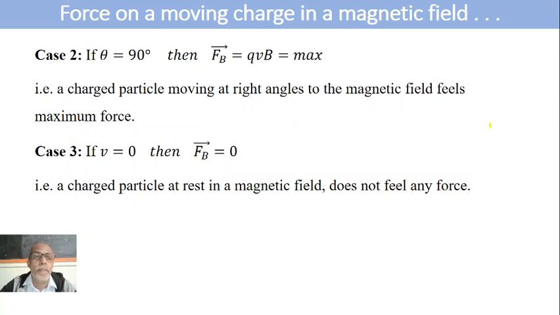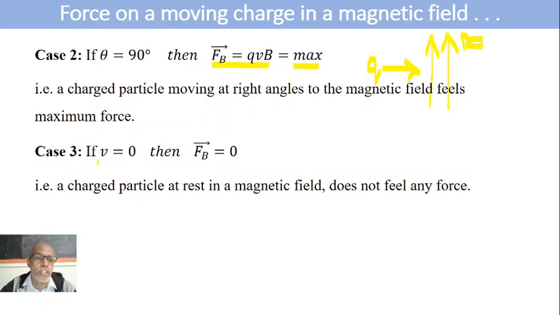Similarly, if the charge moves at right angles to the magnetic field, if this is B, and if this is the direction of motion of the charge, then theta will be 90 degree. If that is the case, sin 90 is 1. Therefore, FB equals QVB into sin 90, which is 1. Therefore, this is the maximum force that the charged particle can experience. Hence, the charged particle is said to experience a maximum force of QVB when it moves at right angles to the magnetic field.